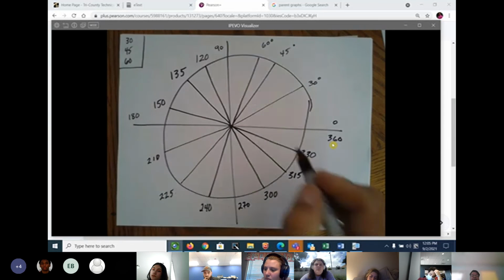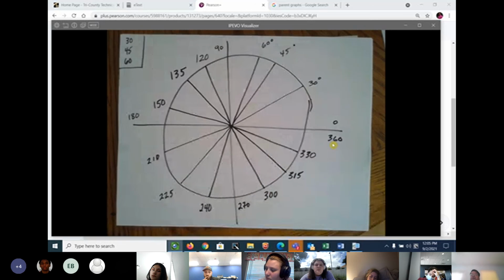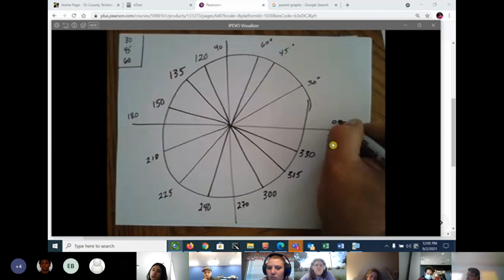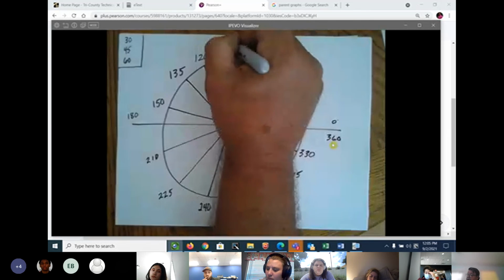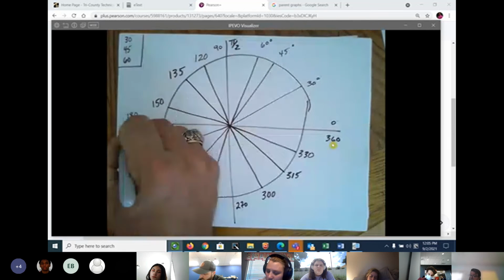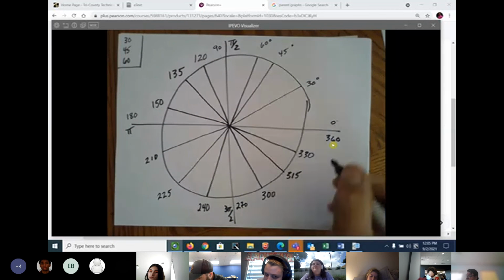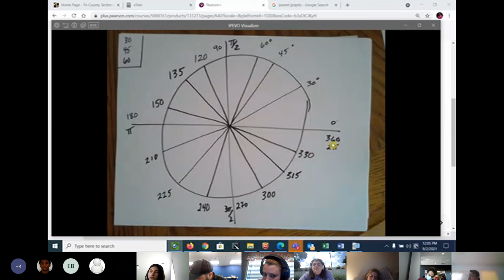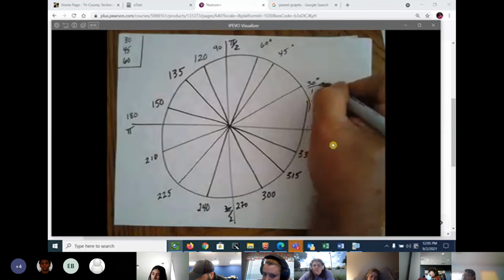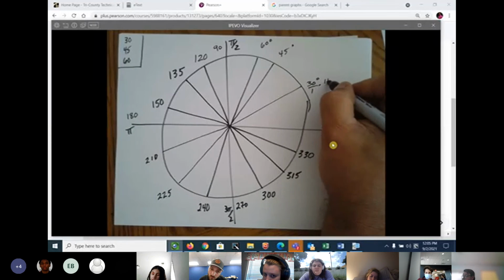Now, I've already showed you how to convert from degrees to radians. This is 0. This is pi over 2. This is pi. This is 3 pi over 2. And this is 2 pi. So 30 over 1 multiplied by pi over 180.